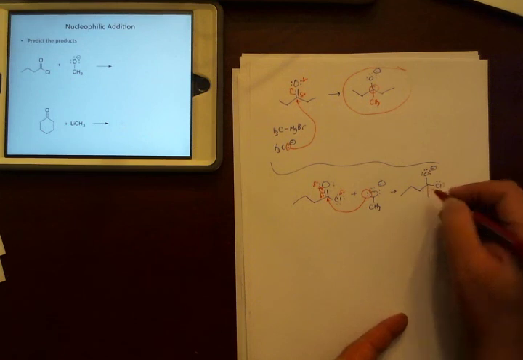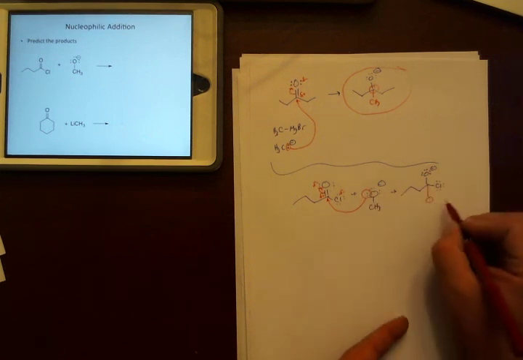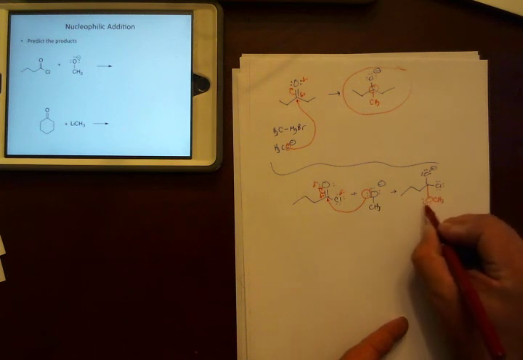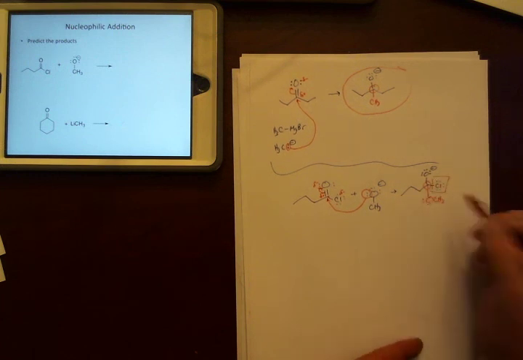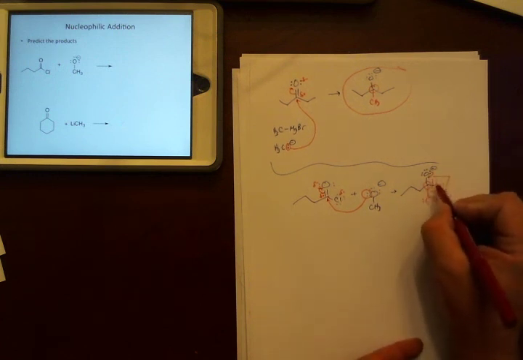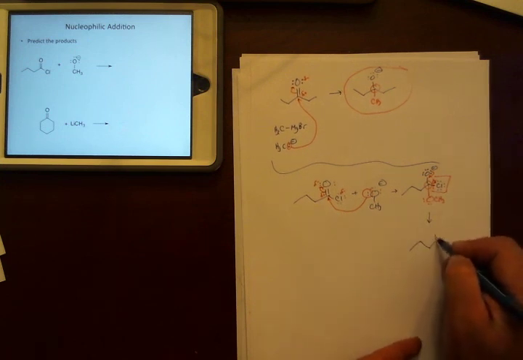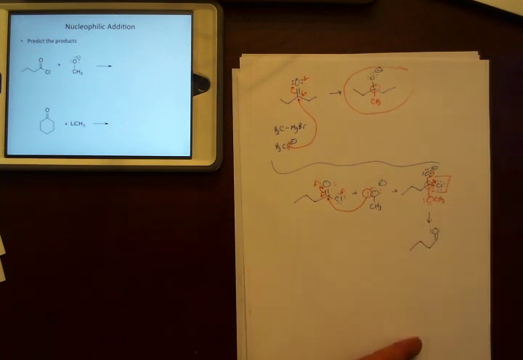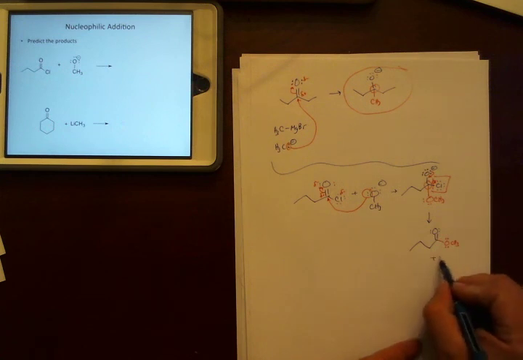We've turned one of these pairs of electrons into a new bond, and that methyl group's just coming along for the ride. Now we take a look at this carbon. Is there a good leaving group? Yep, there is. It's going to be that. So when this collapses down, it kicks this away, and you're left with this, plus the chlorine, the chloride.